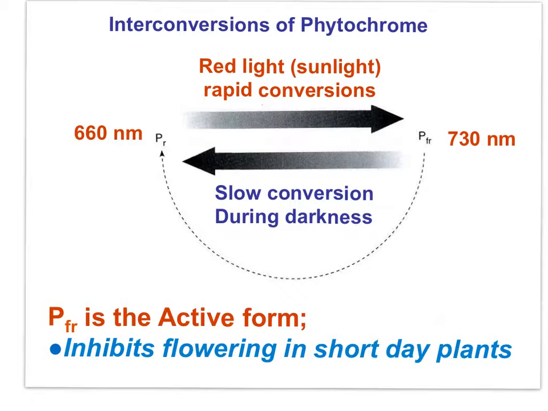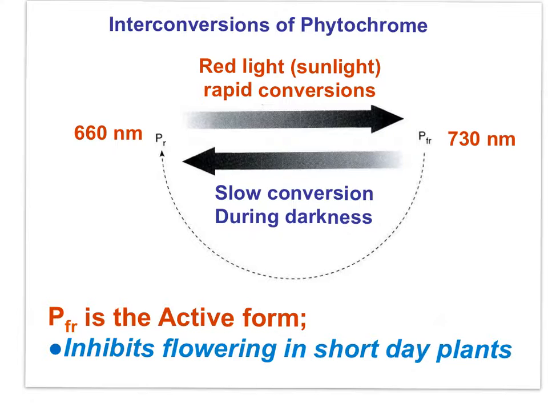Now, as the days get shorter, less and less Phytochrome far red is formed, so that the inhibition on flowering is removed and the plant flowers. Remember, Phytochrome far red is the active phytochrome.